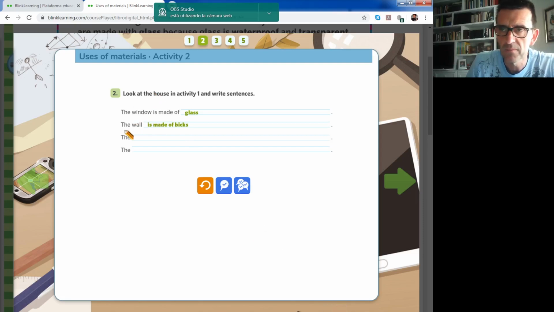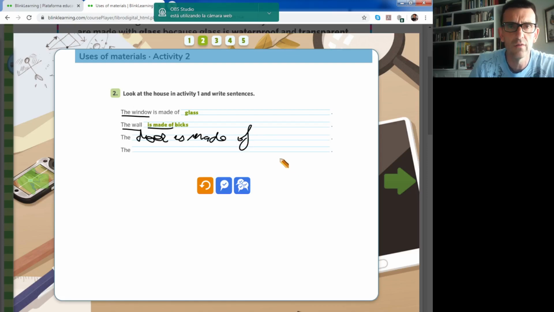Chicos, muy importante. Siempre se pone la cosa, the wall, the window. ¿Ahora qué quedará, por ejemplo? Puede ser o the door o lo que tú quieras poner. Me da lo mismo. Puedes poner door, the door. Y luego ya siempre el verbo is made of, está hecha de, is made of. ¿Vale? ¿De qué está hecha? The door is made of. What is the door made of? Wood. The door is made of wood.